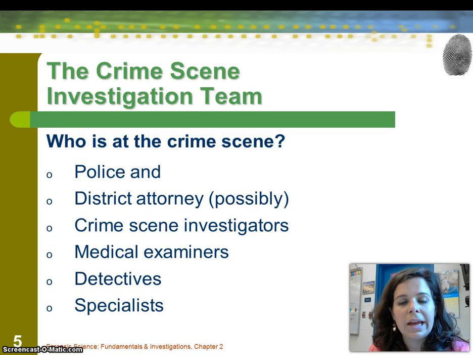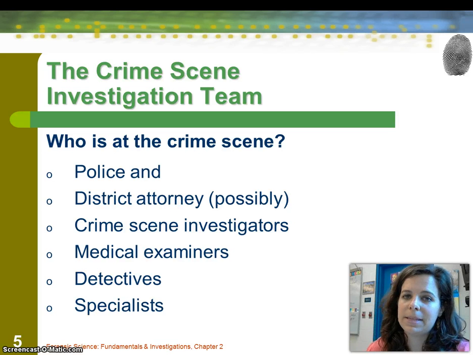So when there's a crime scene investigation, there are certain people on the team. So people at the crime scene include police, possibly the district attorney if it's a big enough case like a murder, crime scene investigators, which are different from the police. They could be part of the police system or part of a forensic science lab. A medical examiner will be there if there's a dead body. A medical examiner is a person that examines dead bodies. Detectives, again from the police department, and then you might have specialists like fingerprinting, blood spatter, and those types of things.